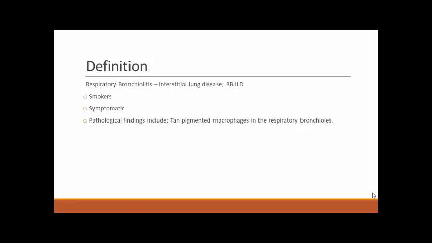we'll get respiratory bronchiolitis associated with interstitial lung disease. Again, this disease happens in smokers, but this time they are symptomatic. They would have a cough, usually a chronic cough, more than 6 to 8 weeks, dry cough, as well as shortness of breath. The findings on pathological slides are the same as in respiratory bronchiolitis, which are the tan pigmented macrophages in the bronchioles.